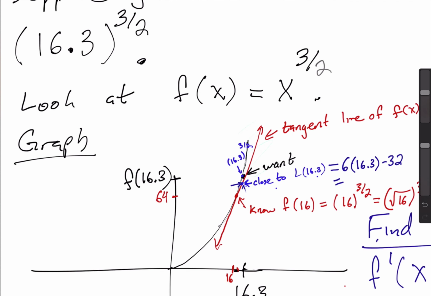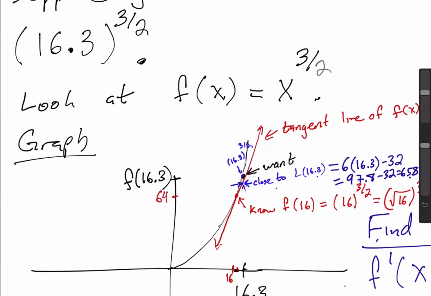And then what is that? Well, what does that look like? 6 times 16.3, that would be 97.8, okay. Minus 32, which is 60, not 61, 65.8, right? Yes or no? Yeah.